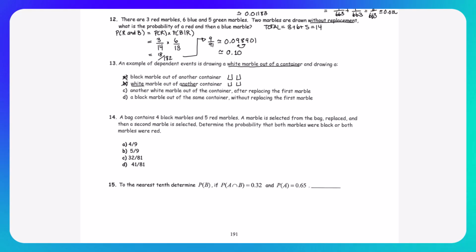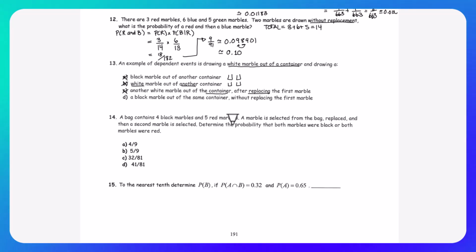The other one is another white marble out of the same container after replacing the first. Well, replacing tells us that it is also independent, so it is not this one as well. Therefore, we have one left, and let's go over it anyways. A black marble out of the same container, but we haven't replaced the first one. Okay, so without replacing means these are dependent events, so our answer is D.